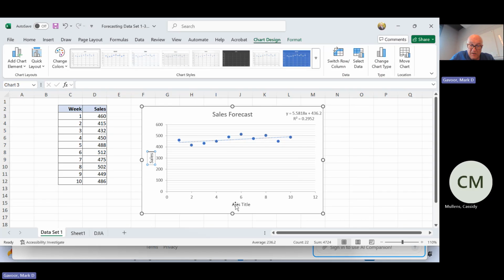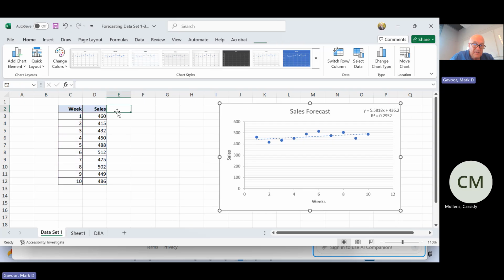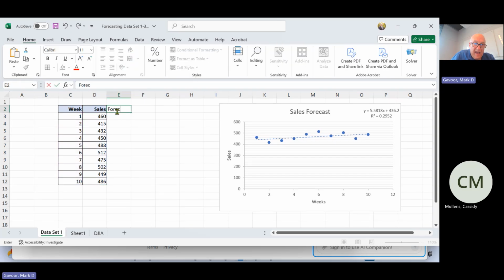So sales, and I don't know if it's units or dollars, so I'm not going to put it. I don't really know. And this is weeks, right? Okay. I'm going to push my graph off to the side. Then I'm going to put a column that says forecast. And what's my forecast? Well, I put an equal sign, which means I'm going to do some calculations.